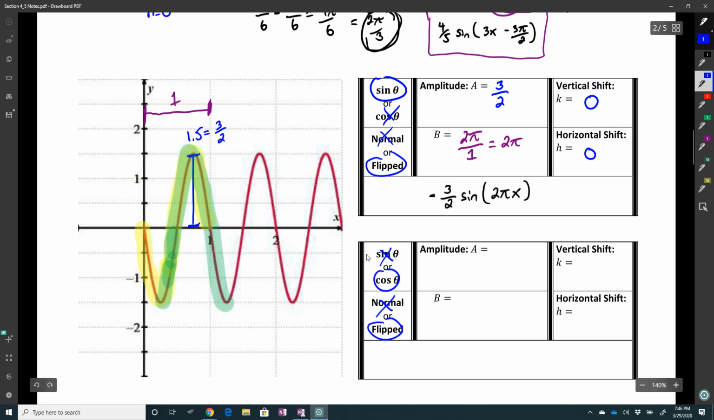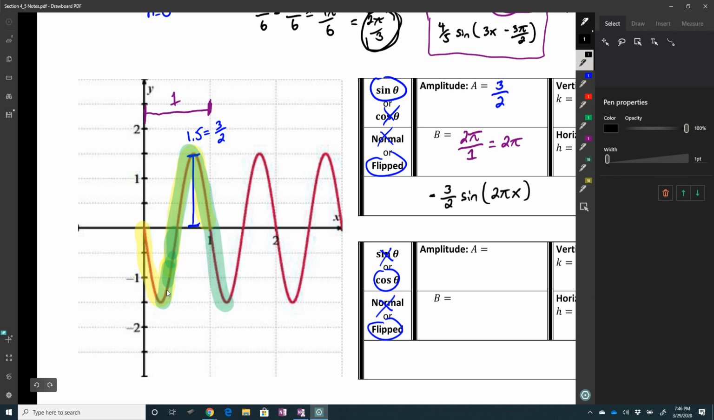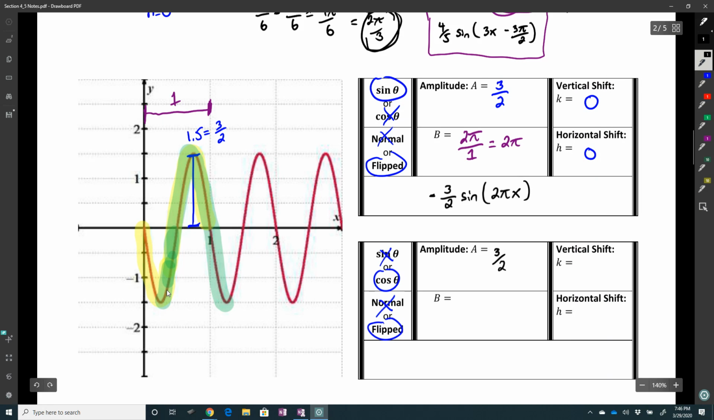Now, if you wanted to, you could have actually started up here. It is completely up to you. You could have done it from here to here instead and done a normal cosine. But I'm just starting with the first available spot that I'm given. There is really no wrong answer. The amplitude doesn't change. So that's still 3/2. Okay, b doesn't change. That's still 2 pi because the period is still 1. Okay, the vertical shift is still 0 because the x-axis goes right through the middle.